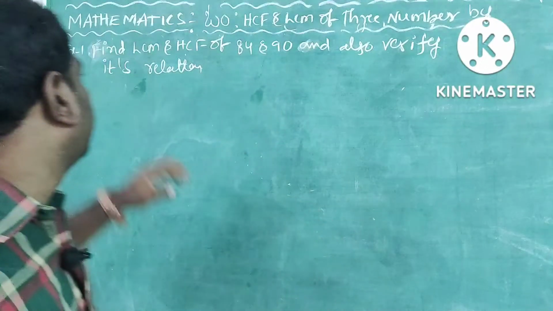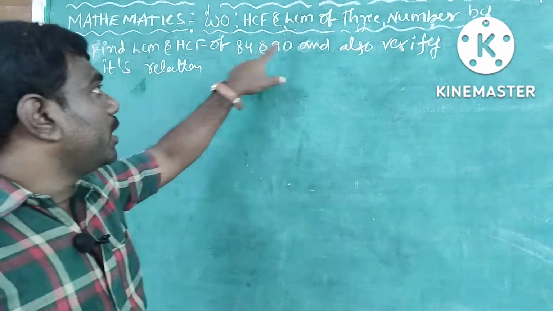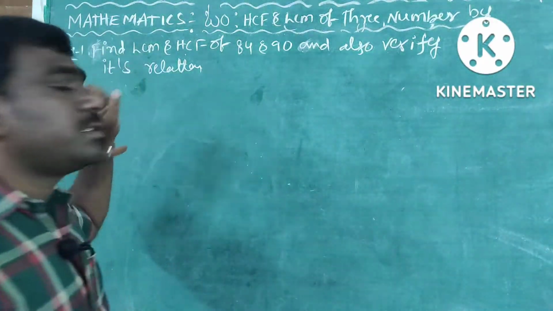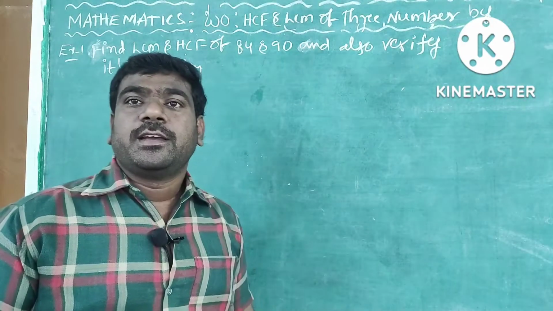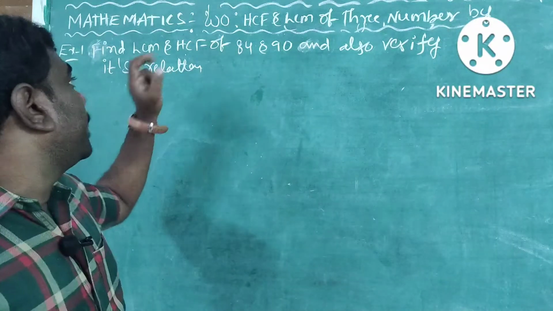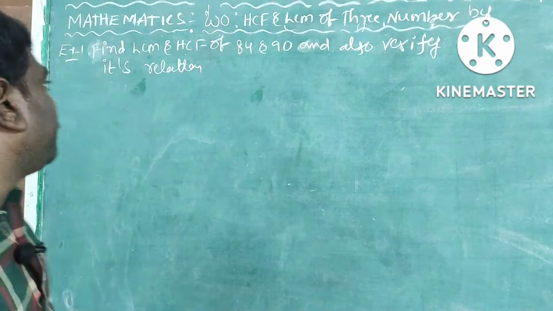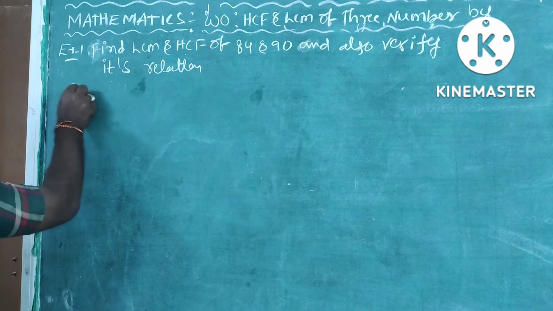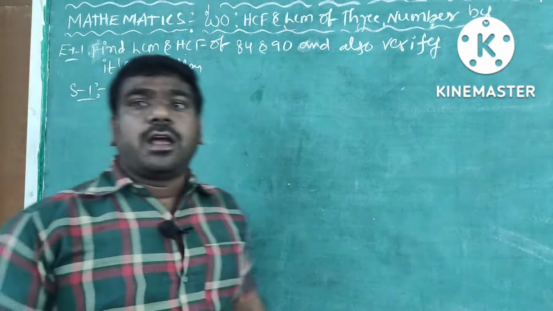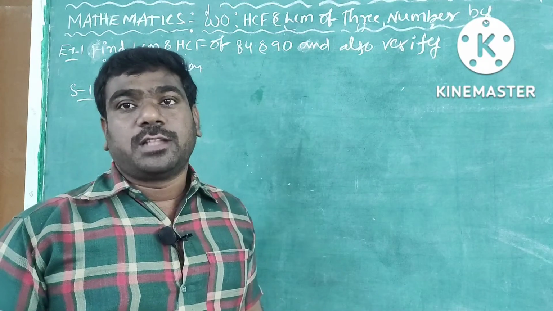The application is: find the LCM and HCF of 84 and 90 and also verify the relation. First we will find the HCF and LCM by using the prime factorization method. How to find HCF and LCM by the prime factorization method? I have already explained it in the previous video. You can watch that video and learn the concept.